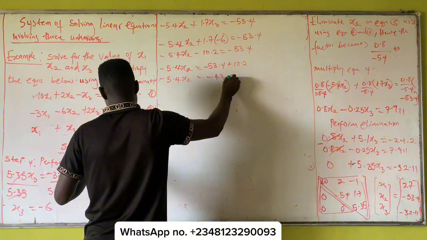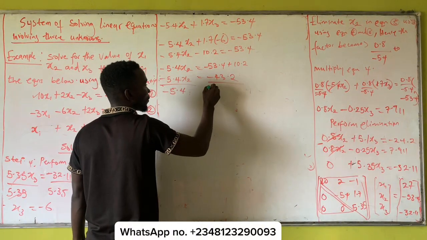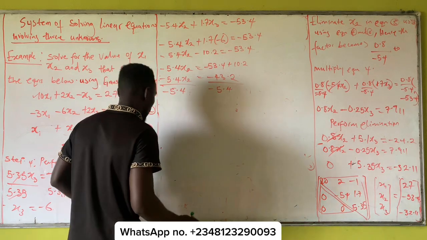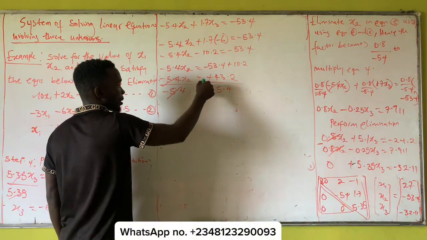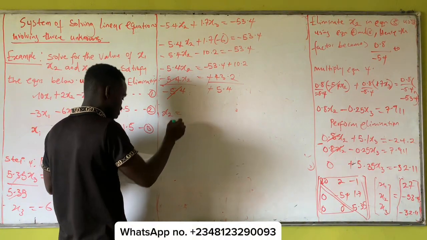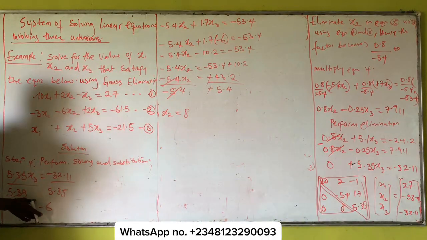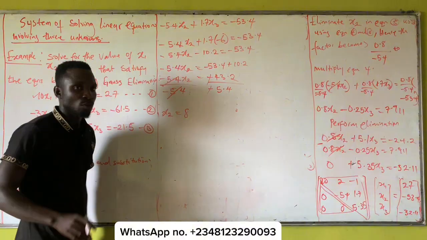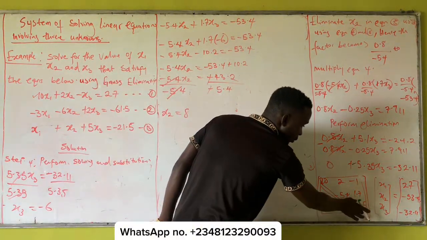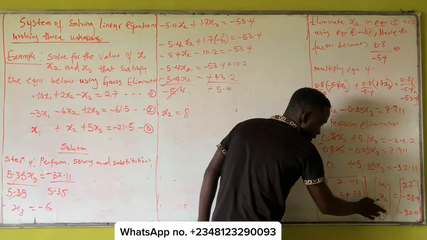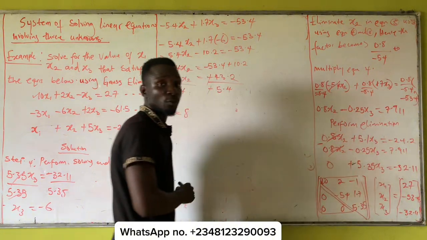you are going to have minus 43.2. To get x2, divide both sides by minus 5.4. If we divide both sides by minus 5.4, this will cancel this. Minus minus will cancel out. So our x2 will be equal to 8. Now you can see that we have gotten the value for x3 and x2. Next step now is to get your value for x1. How do you get your x1? Follow the same pattern. Remember, we use this one here to solve for x3. We use this one here to solve for x2.